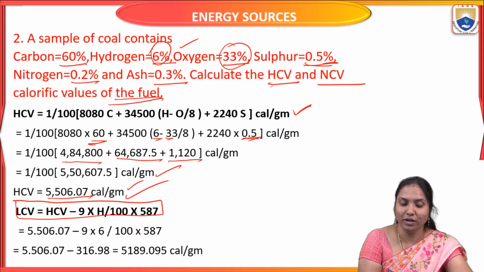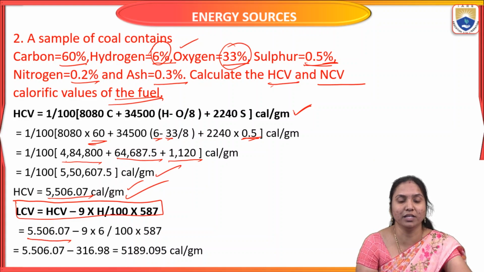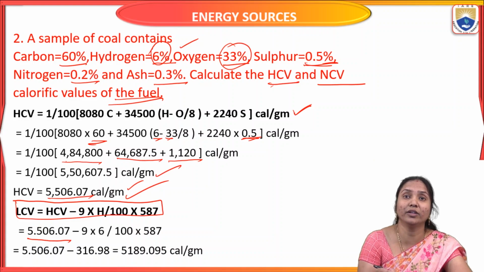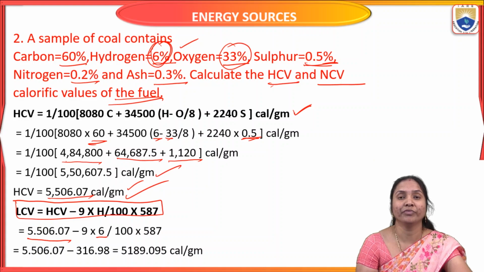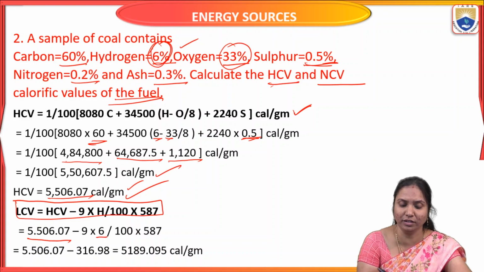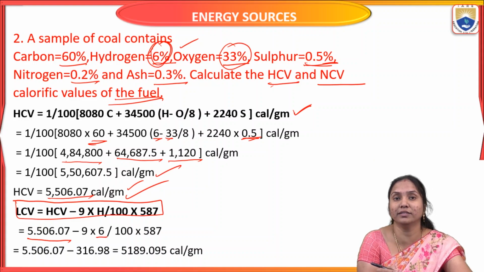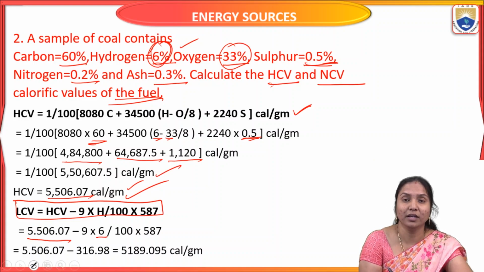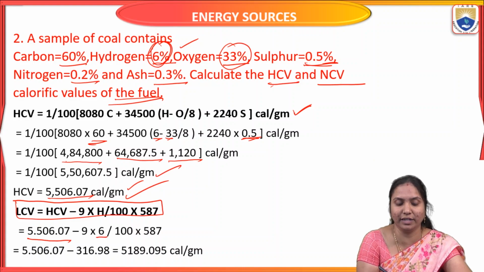So HCV equals 5,506.07 minus 9 into the hydrogen percentage given in this problem, which is 6. We substitute in this formula 9 into 6 by 100 into 587. After substitution, we get 5506.07 minus 316.98.